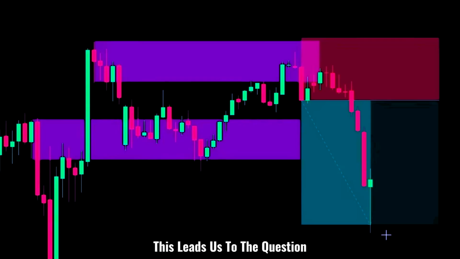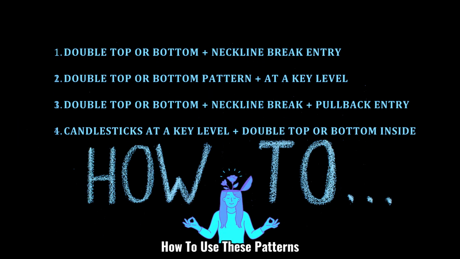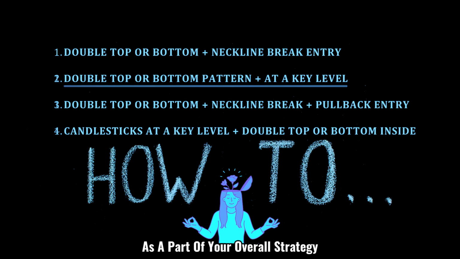This leads us to the question, how to use these patterns as a part of your overall strategy. Below are the 4 core variations when using the 2 top and 2 bottom patterns. We start with the first variation, entering an order when the neckline breaks.